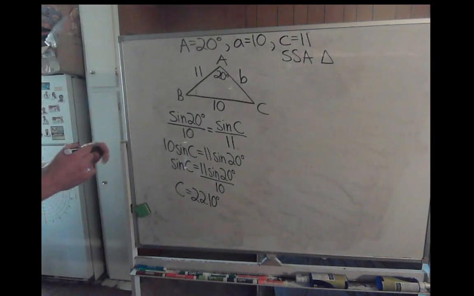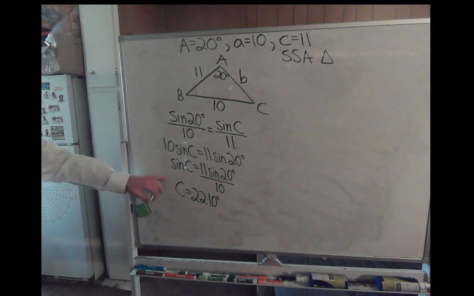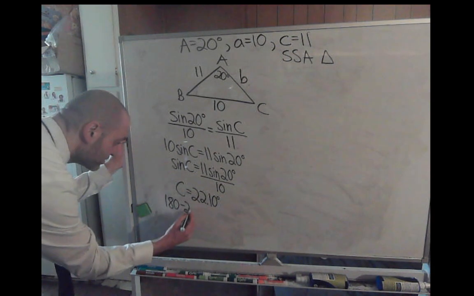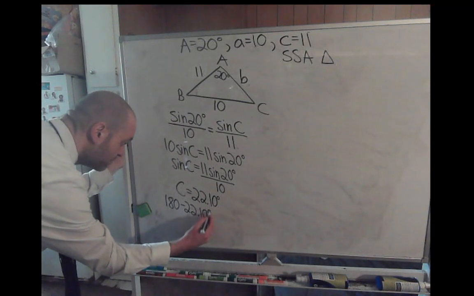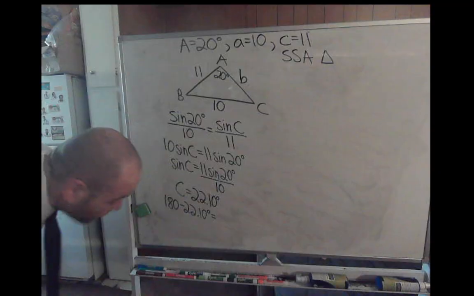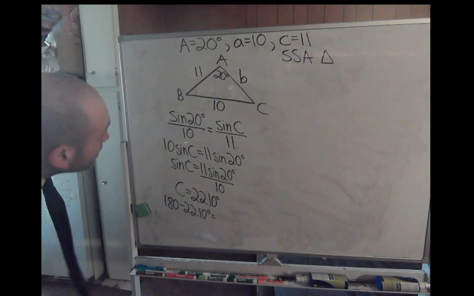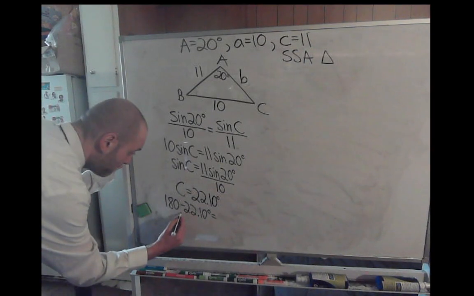So we know then that any first quadrant sine angle has an equivalent in the second quadrant because the sine's positive in both. So let's take 180 minus that 22.10. Let's see what we get. So 180 minus 22.1 would give you 157.9.